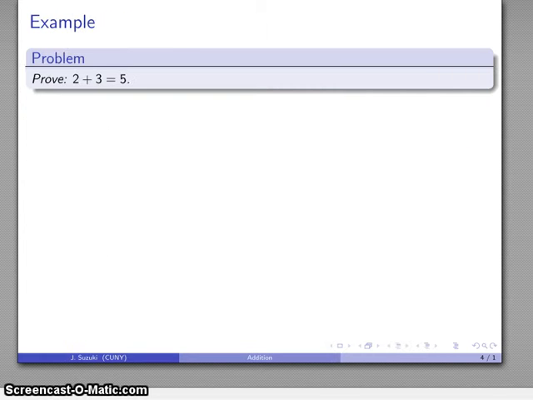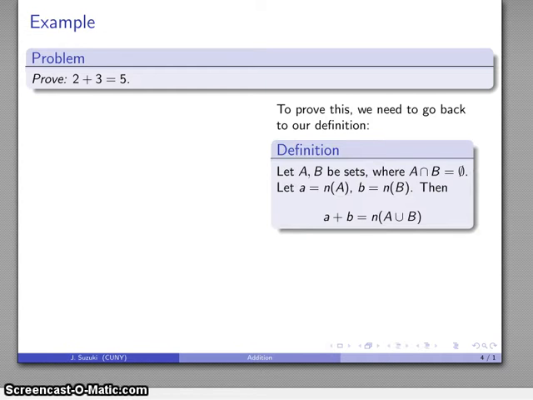So, for example, let's say I want to prove that 2 plus 3 equals 5. Again, point of emphasis, the only way you can do this is to use the definition. There is no other way to answer a question that says prove. You must go back to the definition. So let's put that up for reference.